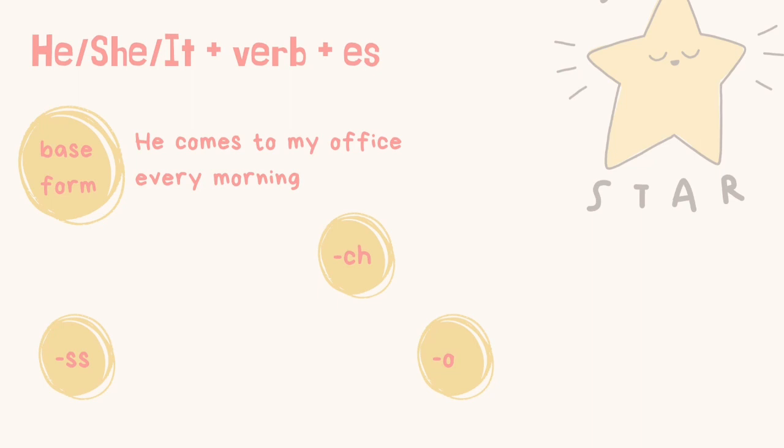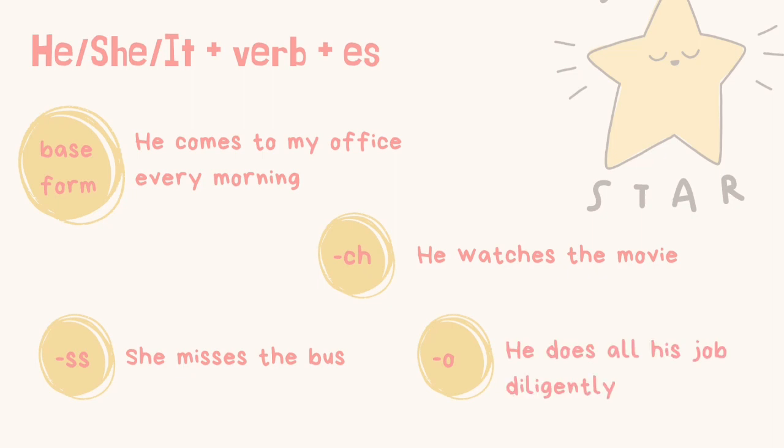And when the verb ends with ch, s, and o. For example, he watches the movie. The base form is watch, become watches. She misses the bus. The base form is miss, and we add es, so become she misses the bus. And the last is O. He does all his job diligently. The base form is do, and we add es because the subject is he.